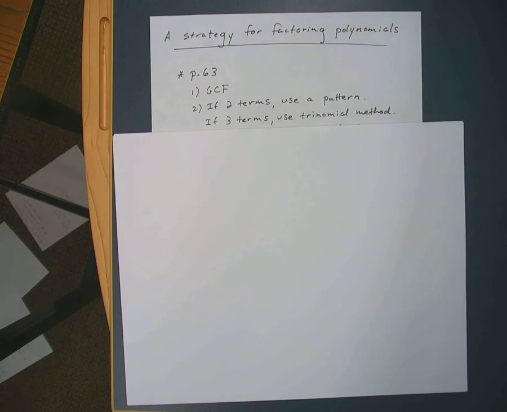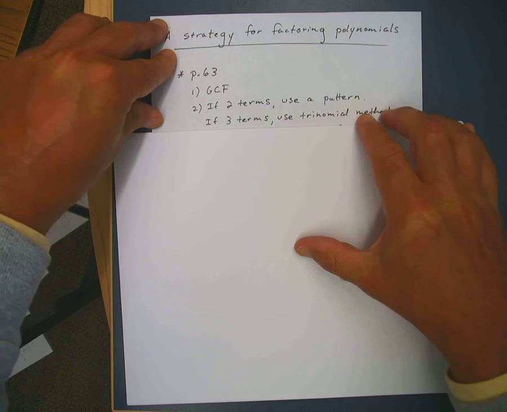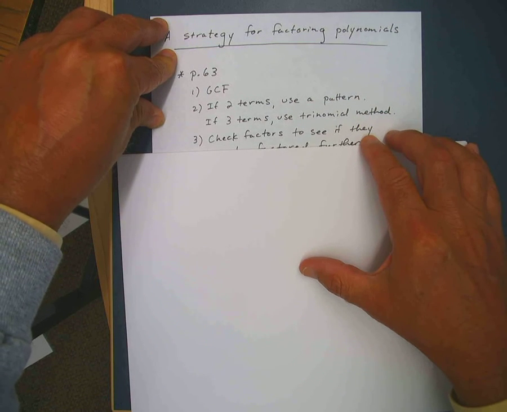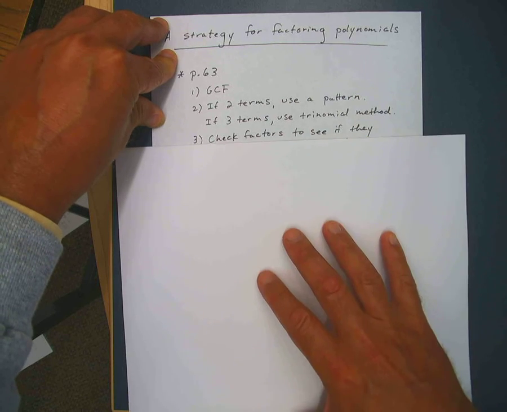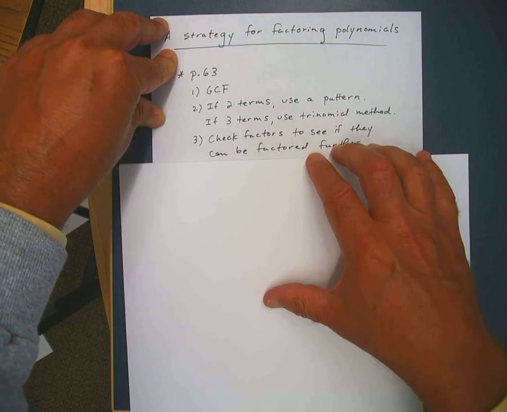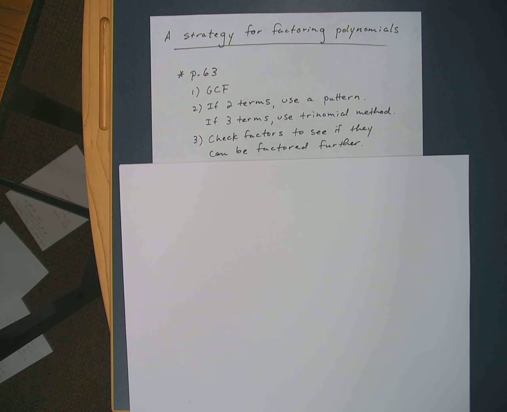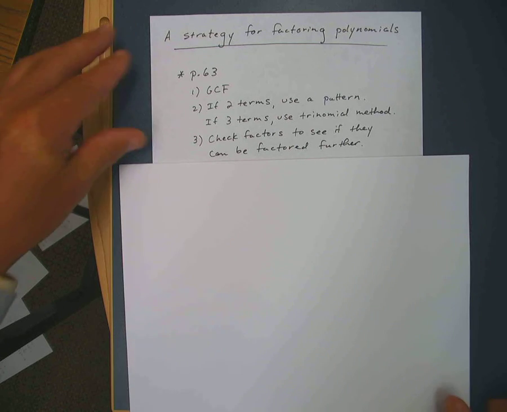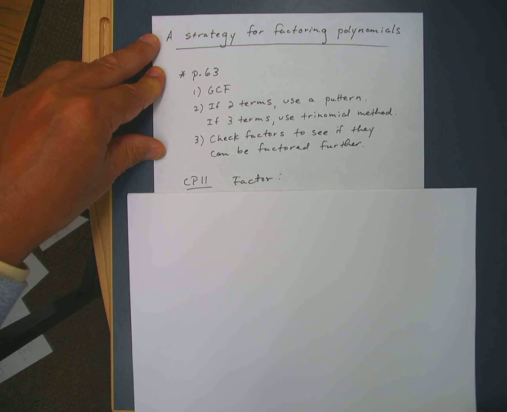If it has three terms, then we should use the trinomial method that we've had several examples for. Then finally, once you've done 1 and 2, you should look at each of the factors that you've gotten and see if you can factor them further. Many times you'll get a factor that you'll be able to break down into other factors, and so you want to do that. So it's kind of a repeating method until you get down to factors that can't be broken down anymore. Let's take an example.